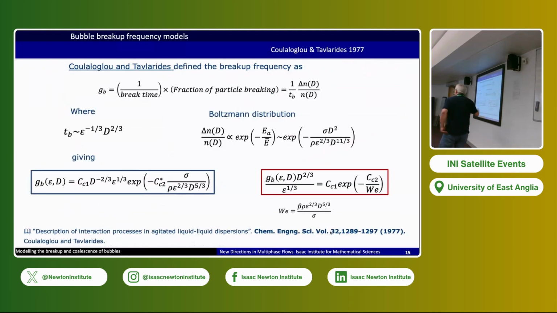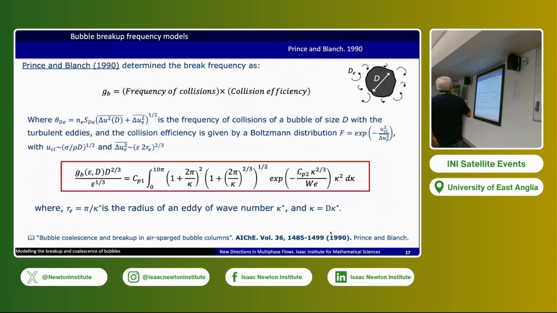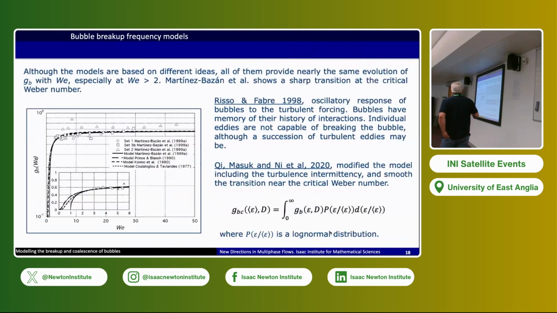There are many other models provided based on different ideas, and all of them have been given in dimensional form. When we plot all these models, I won't explain all of them, but we have models from Coulaloglou, Konno et al., Prince and Blanch, with different expressions and based on different ideas. But when we make the models dimensionless with the characteristic time, we see that all of them collapse on the same curve. So basically, the breakup frequency of the bubbles in a turbulent flow is well predicted, right? And we plot that with our experiments, and we see that they all match very well.